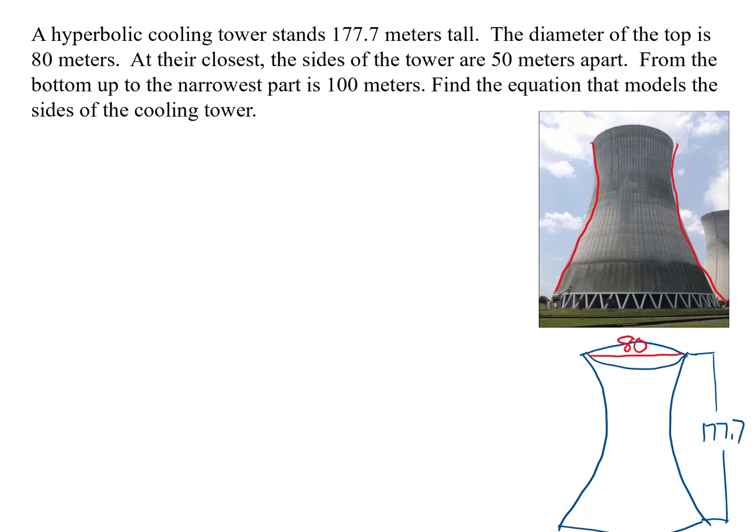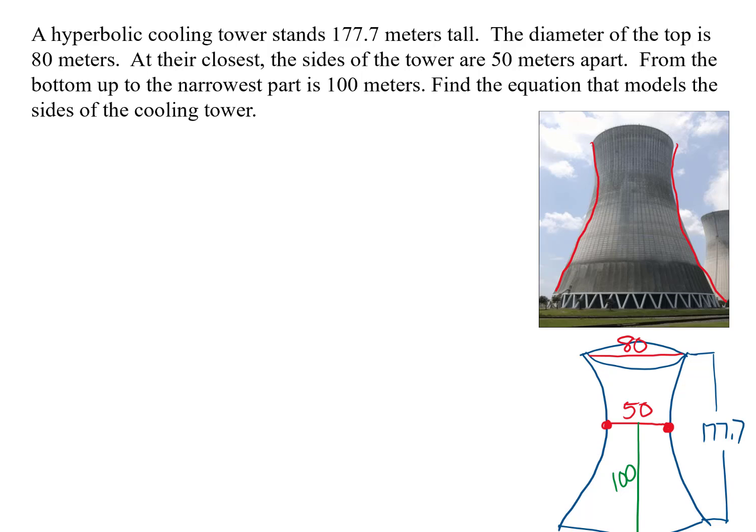And at the closest, the sides are 50 meters apart. So the closest would be right here, where we'll have the vertices of the hyperbola, and this distance is 50 meters. Then one last measurement from the bottom up to the narrowest part, so that would be right here, is 100 meters. Okay, so there's the information we have.